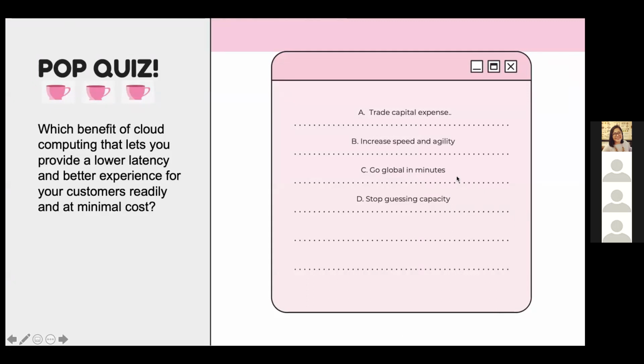So ito yun sa mga unang topics na diniscuss natin, no? Which benefit of cloud computing lets you provide a lower latency and better experience for your customers readily and at minimal cost? A, trade capital expense. B, increase speed and agility. C, go global in minutes. And D, stop guessing capacity. So you can type your answer in the chat box. How about the others?